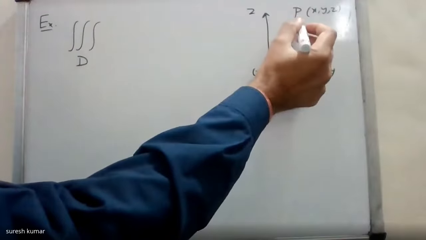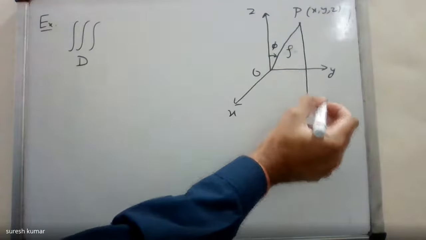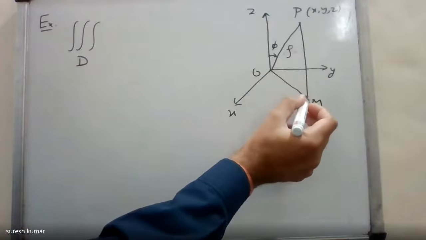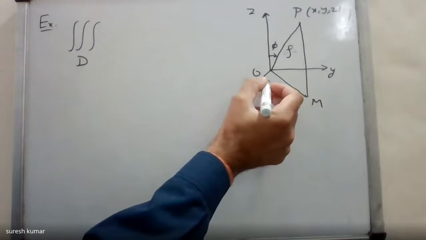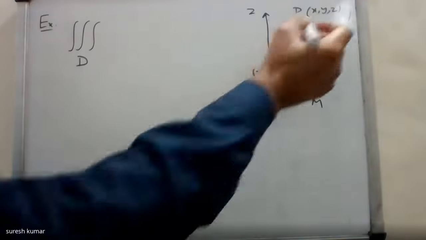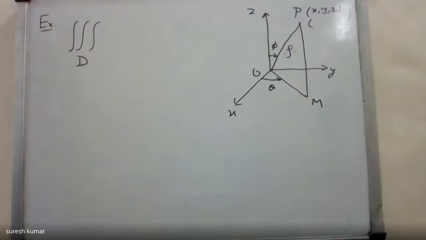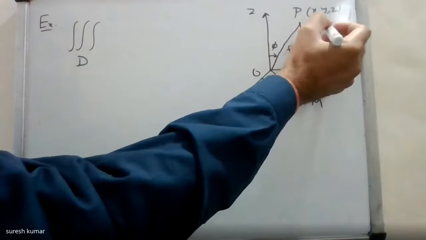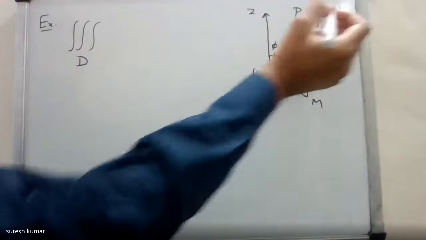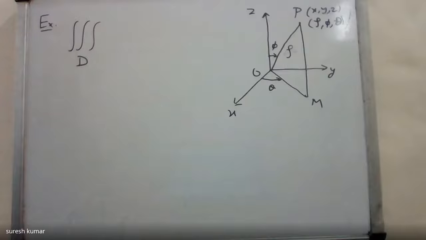And if M is the foot of the perpendicular of P on the xy plane, then the angle of OM with the positive x-axis is the third spherical coordinate, that is theta. So what are the spherical coordinates of this point? Rho, phi, theta.